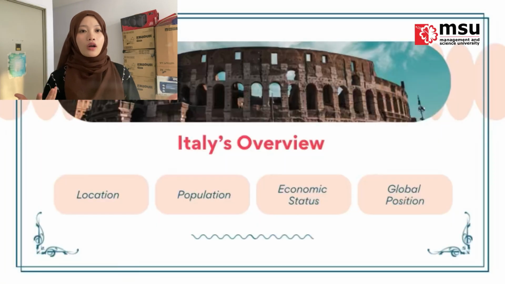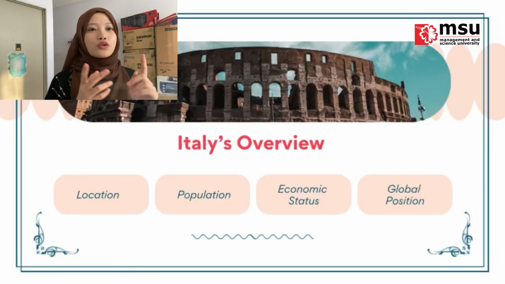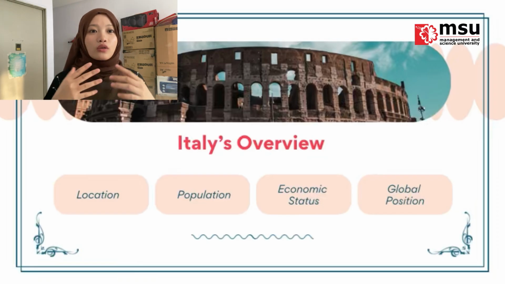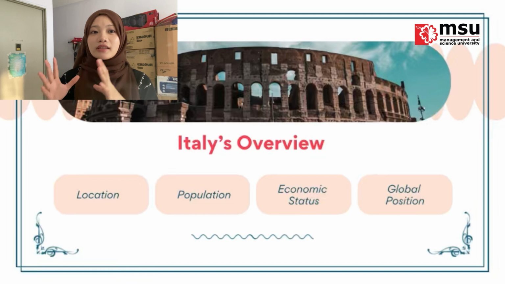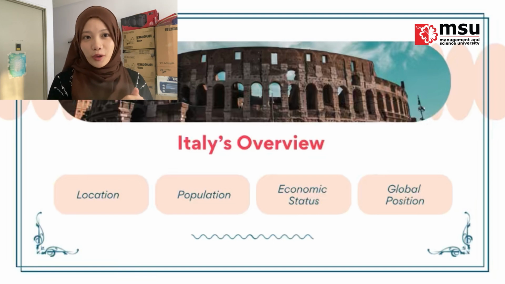First of all, we're going to talk about Italy's location. Italy is located in southern Europe. It shares borders with France, Switzerland, Austria, and also Slovenia. The capital city of Italy is Rome.